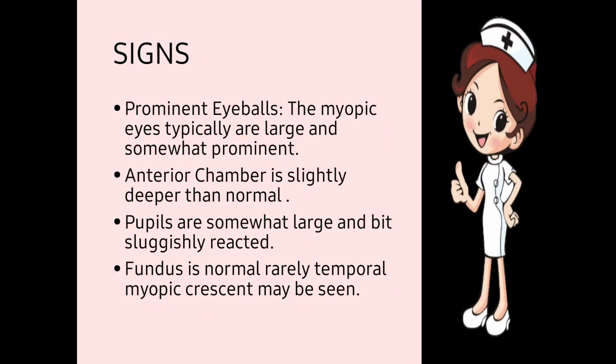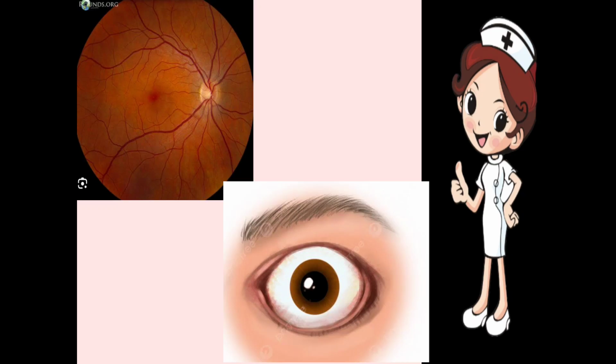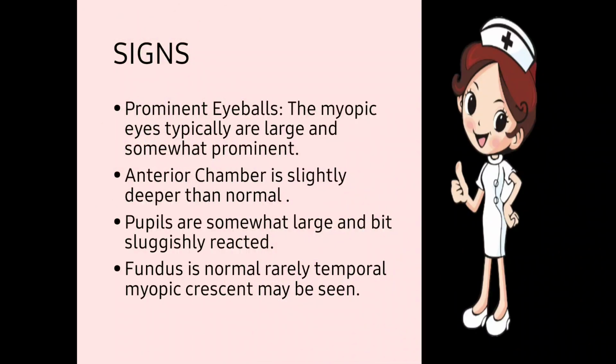Next one, signs. Now what are the signs? First one is prominent eyeballs. The myopic eyes are typically large and somewhat prominent. Here these are the high myopic eyes, which are somewhat prominent. Next one, the anterior chamber is slightly deeper than normal. We will talk about the anterior chamber later; it will be deeper than normal.